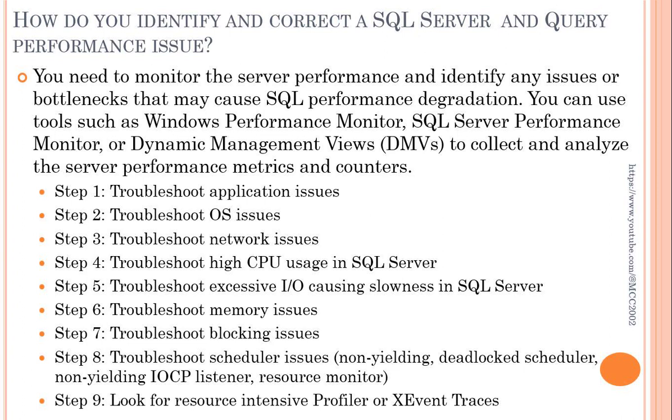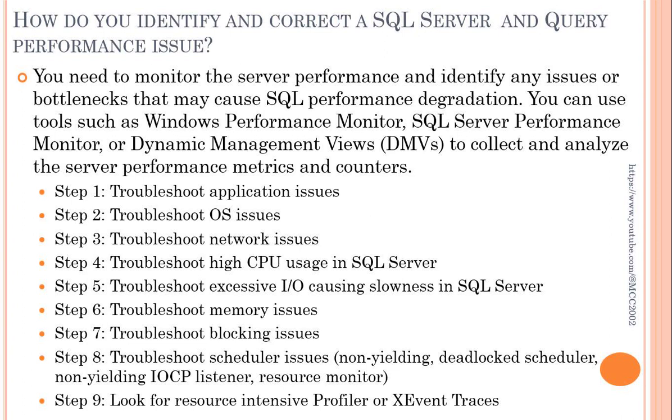So, steps 1, 2, 3 and so on, basically we have to write that up this way. Troubleshoot application issues, OS level issues, network, and find CPU utilization, I/O causing slowness, memory usage, blockings, scheduled jobs, and so on. For resources, you have to use Profiler, Extended Events, traces and all, basically.